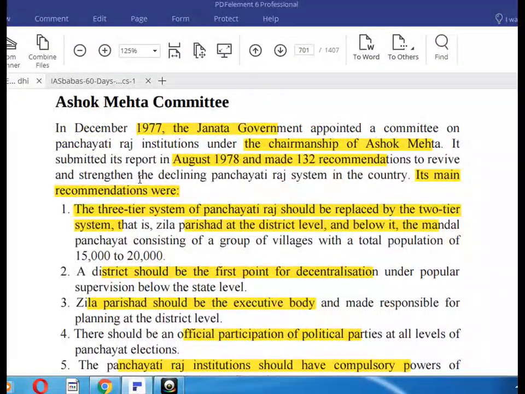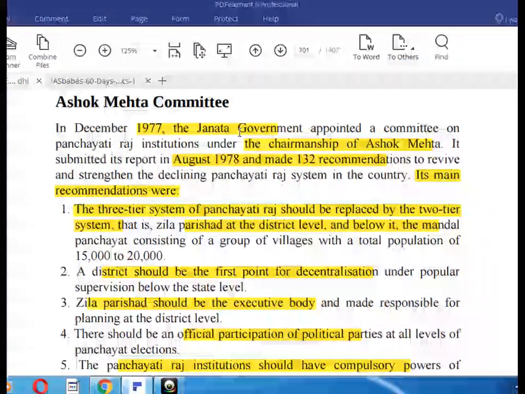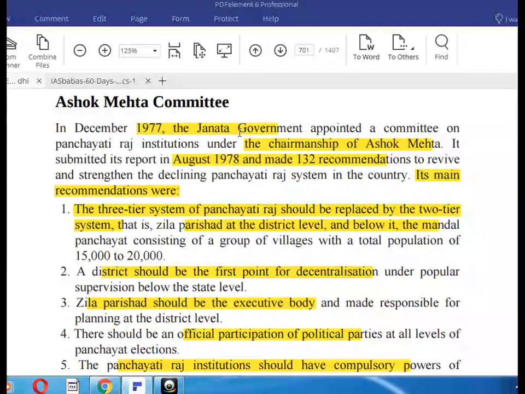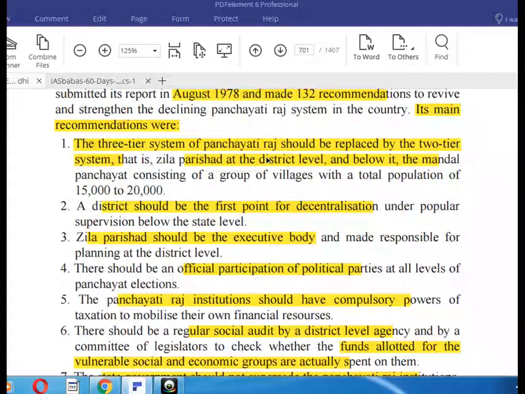Ashok Mehta Committee. In December 1977, the Janata government appointed a committee on Panchayati Raj institutions under the chairmanship of Ashok Mehta. It submitted its report in August 1978 and made 132 recommendations to revive and strengthen the declining Panchayati Raj system in the country. The main recommendations are that the three-tier system of Panchayati Raj should be replaced by the two-tier system.